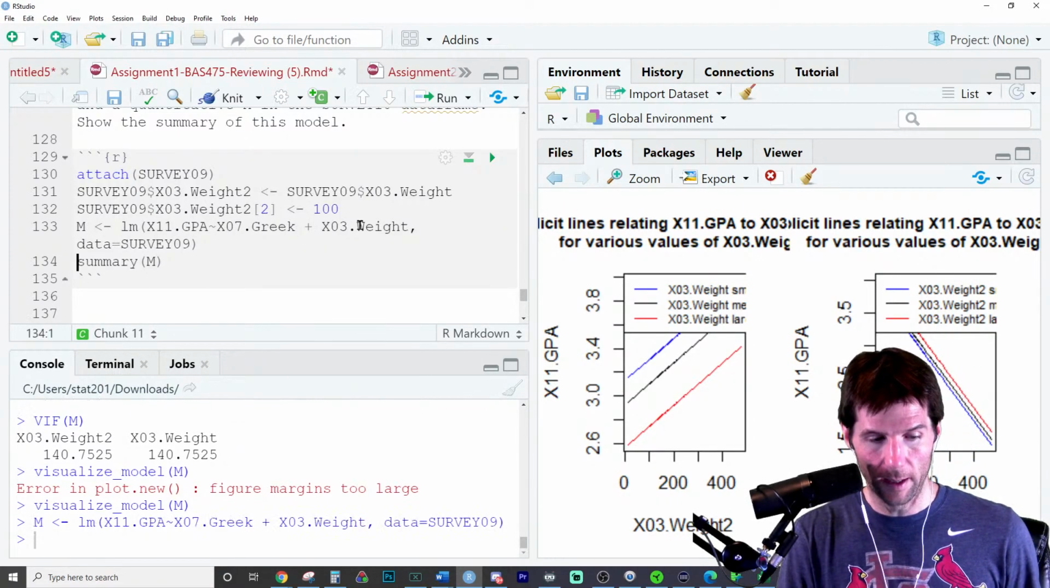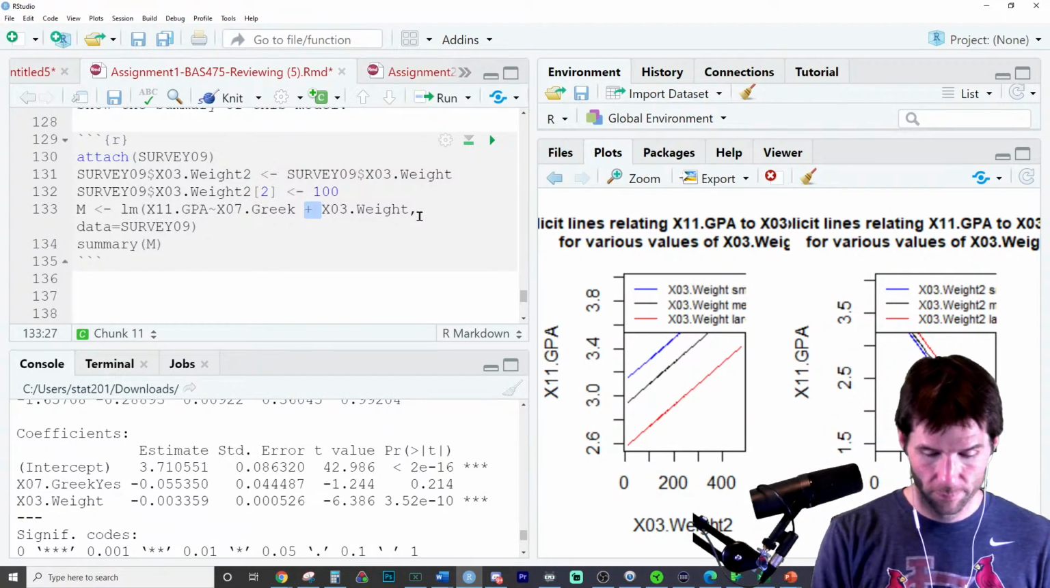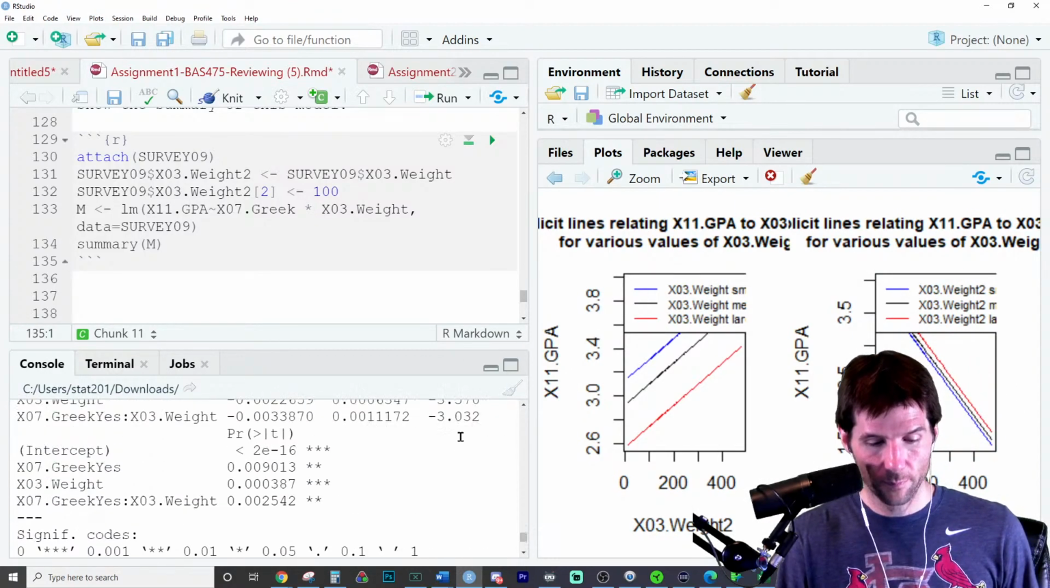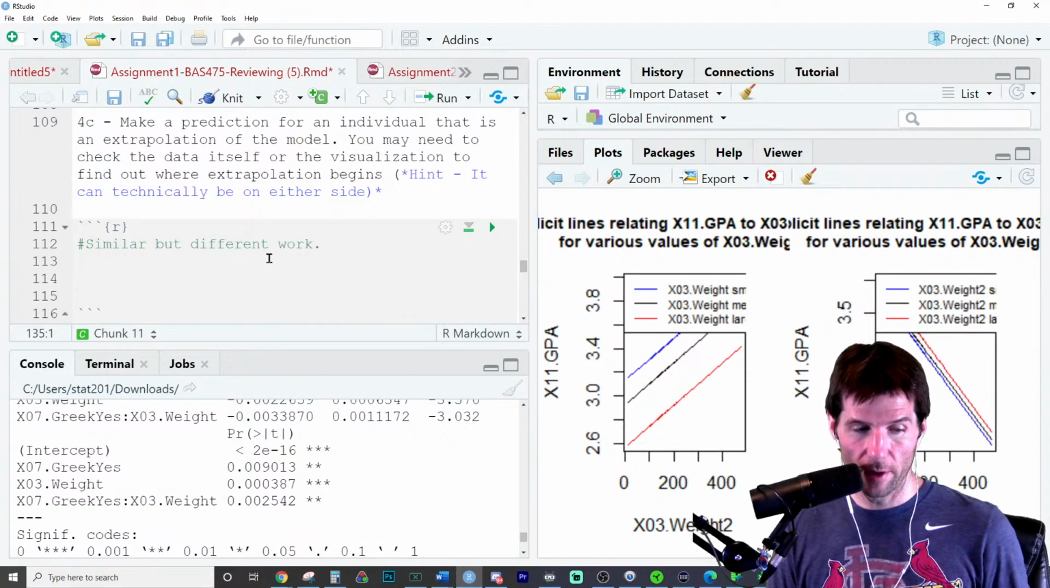There we go. Okay. I think we have our model back the way it was. Oh, we don't have the interaction anymore. Okay. This is our model, correct. So you have to have a model. Make sure you have a model.